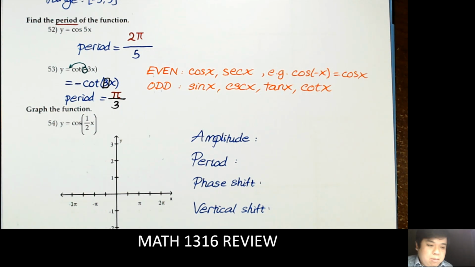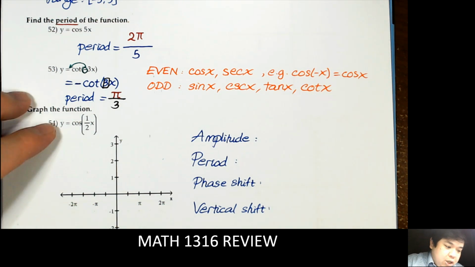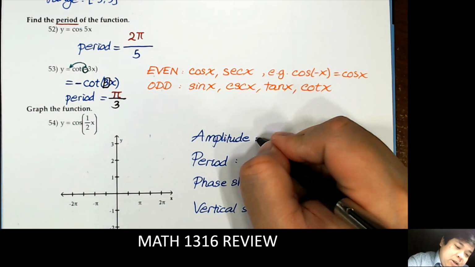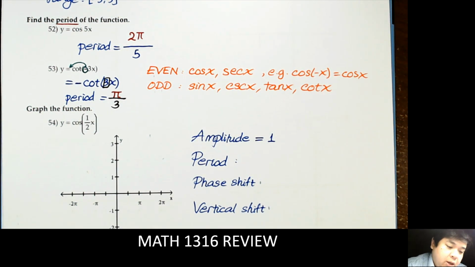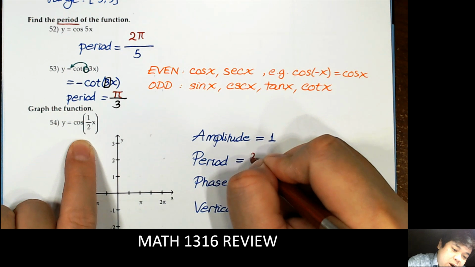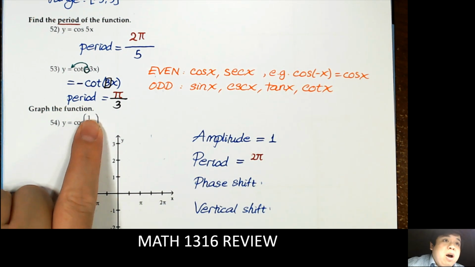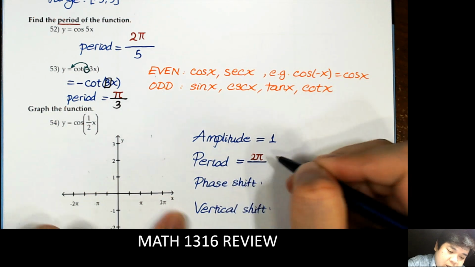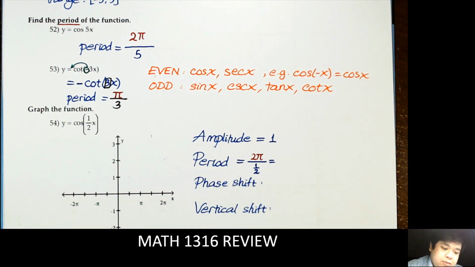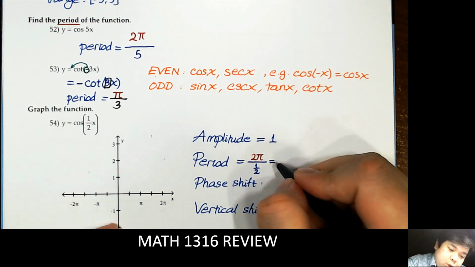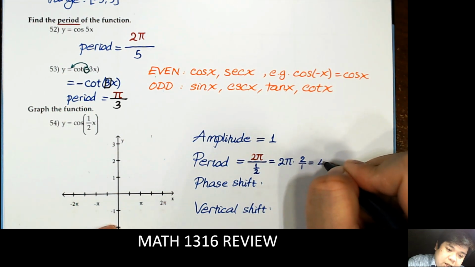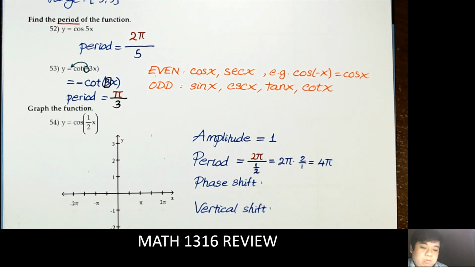Right. So the amplitude will be whatever is in front of the trig function. In this case it's just 1. So the amplitude is equal to 1. The period equal to, this is cosine. By default, the cosine is 2 pi. But we have to divide by the coefficient of x. Divide by 1/2. So it will be 2 pi multiplied by the reciprocal. That gives us 4 pi. Well, it's not going to look nice.